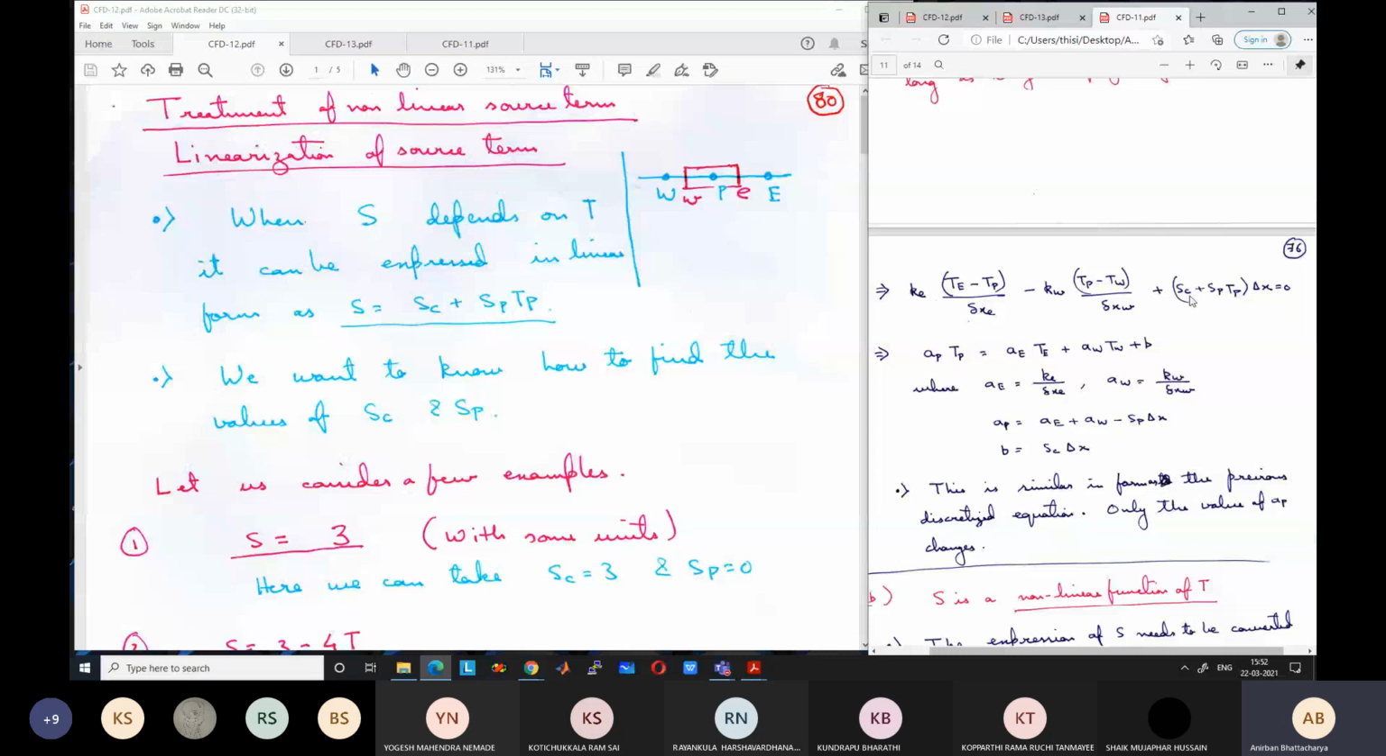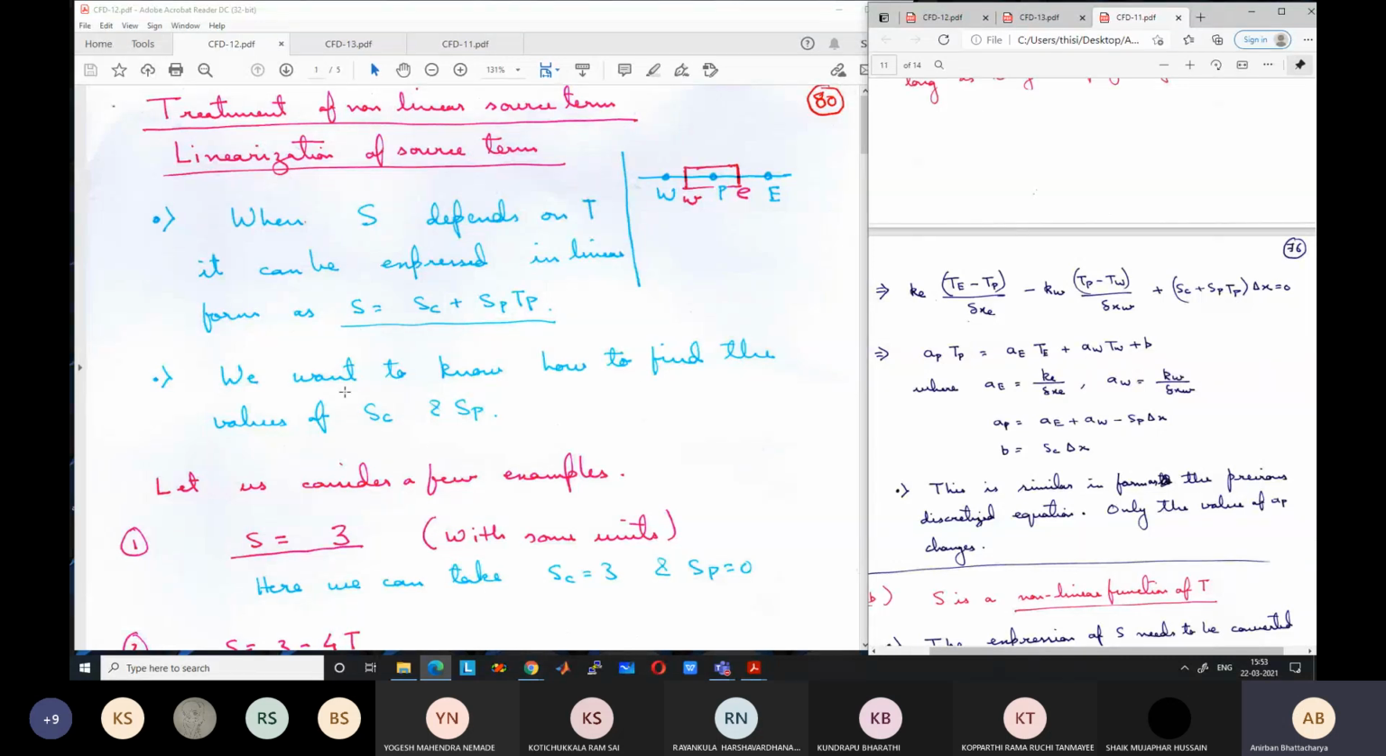However, if it is, say, a radiation problem where we have a T to the power 4 term, then we need suitable linearization and suitable values of SC and SP. So this will become clear after today's discussion. So this is what I have written here. When S depends on T, it can be expressed in linear form as S is equal to SC plus SP TP. So we want to know how to find the values of SC and SP. If some value of S is given, we want to know what is SC and what is SP.